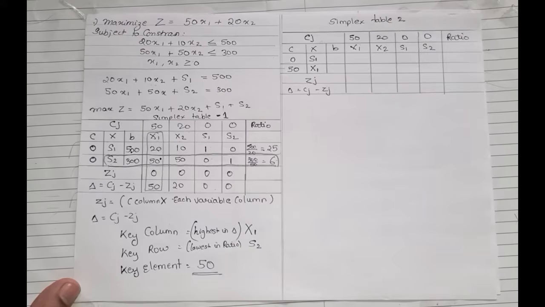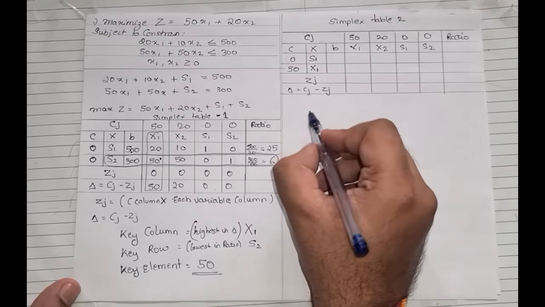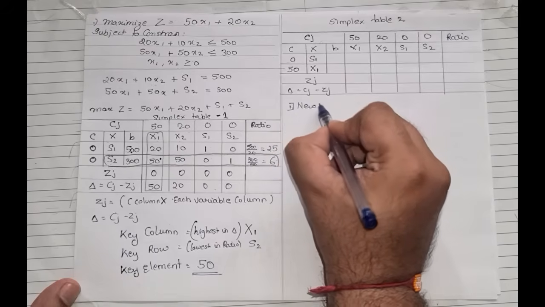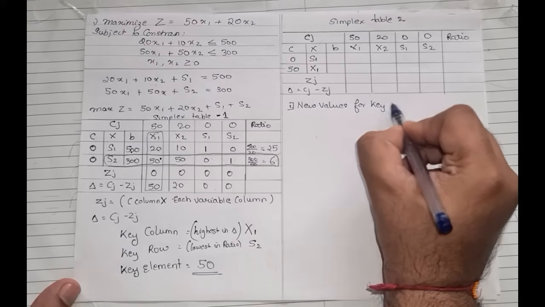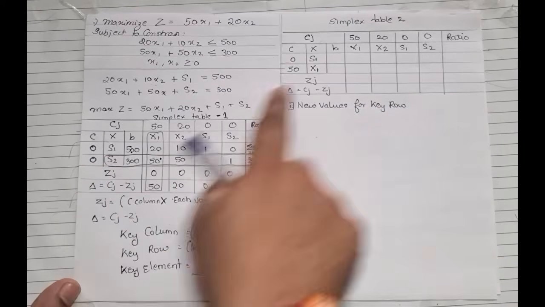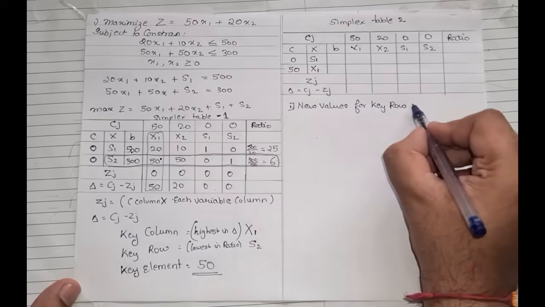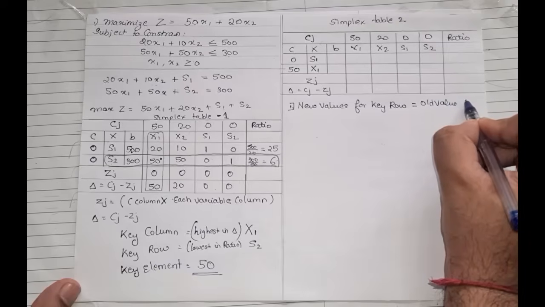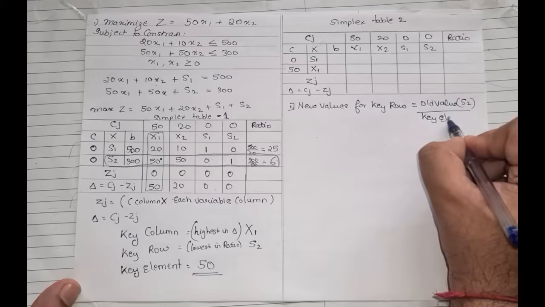Now let us see how to go ahead with the sum. In order to fill these values, the first thing you need to do is find new values for the key row, because it was S2, now it's been changed to X1. My key row was S2, so now S2 got replaced by X1, so we'll have to find the new values, and the formula is the old value, that is of S2, divided by the key element.